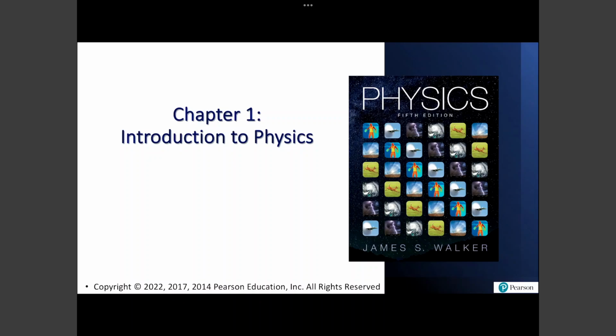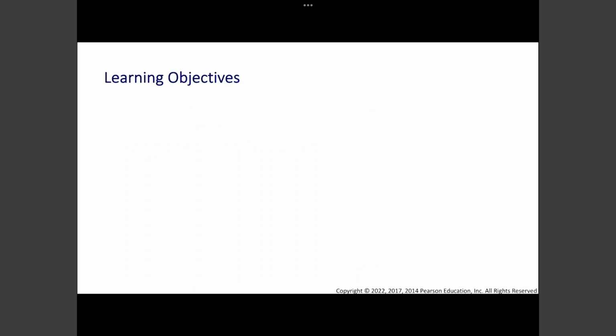Hello everyone. Let's start chapter 1. It is the introduction chapter to physics. Now, physics is a quantitative science based on careful measurements of quantities such as mass, length, and time.